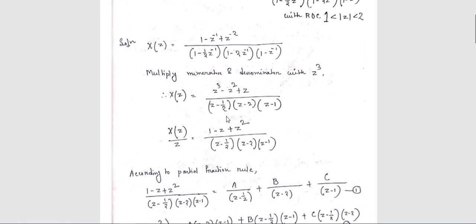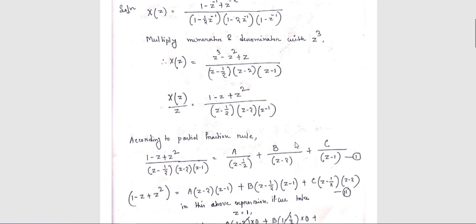Now if we take z common from the numerator part, it becomes z square minus z plus 1. So if you take z common and put this z on this side, you can easily write this: X(z) by z equals this. This is your ultimate expression.